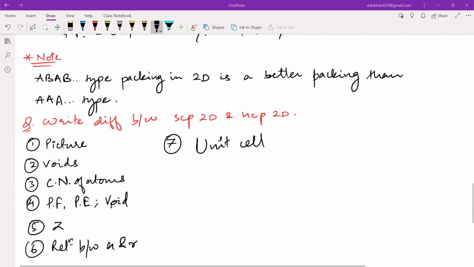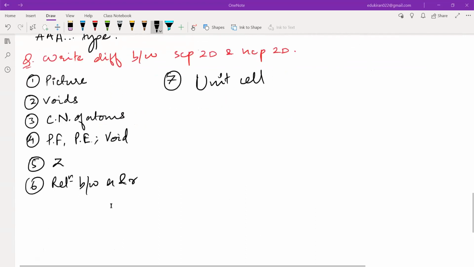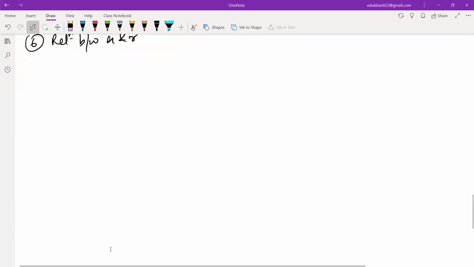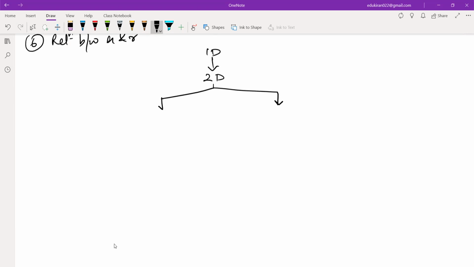Fine. Now, since we are done with 2D, let us move on to 3D. So if you remember, I started with 1D and I went to 2D. And in 2D, I found that I can have 2 different types of structure. I can either have square close packing or hexagonal close packing. Now, if I move on to 3D from SCP, my base layer will be the square close packing, that is AAA type. Then also you can see that I can have 2 different types of arrangement.